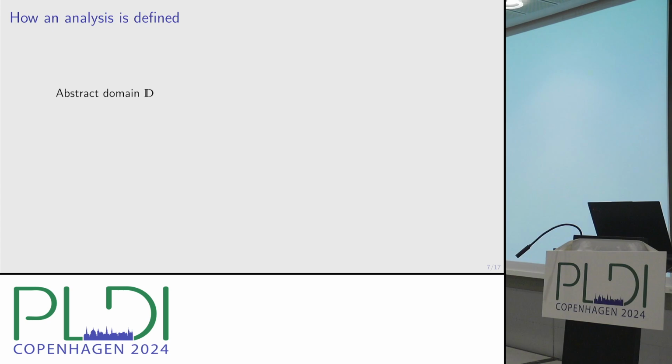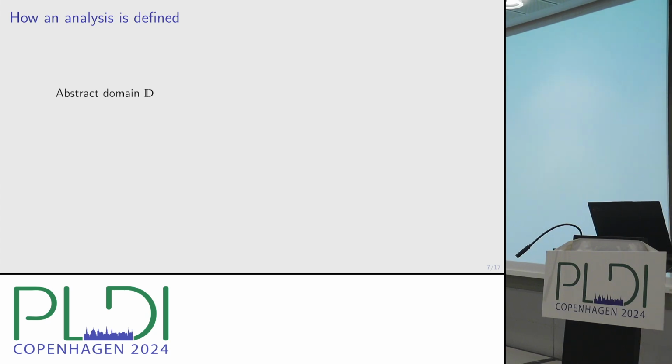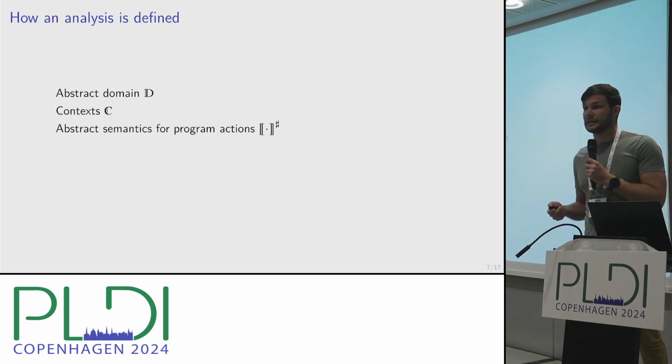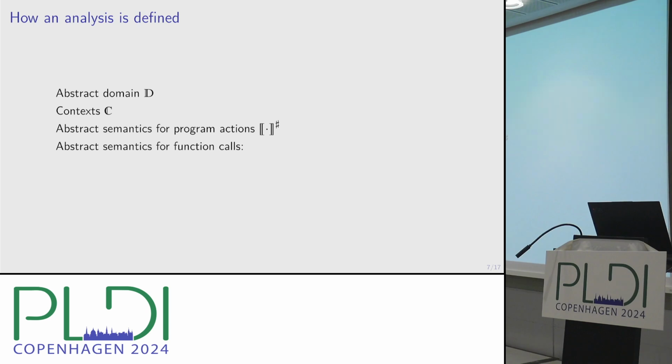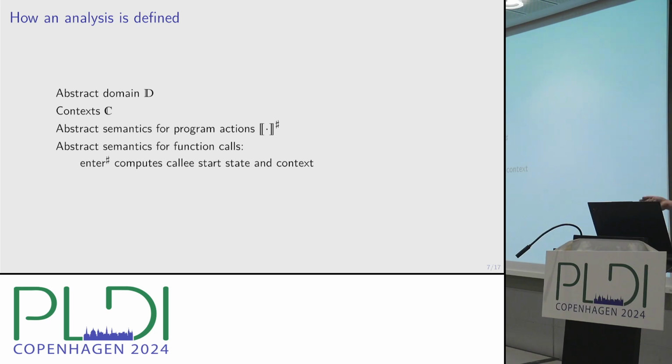To be able to understand how such a wrapper would work, let's have a quick look at how an analysis is defined. Clearly, for an abstract interpretation-based analysis, we need some abstract domain. For a context-sensitive analysis, we need some set of contexts, that is the set of contexts according to which we distinguish function calls, and some abstract semantics for program actions. And as we are interested in function calls, we demand that the way that the callee start state is computed, as well as the context, is clearly defined in the existing analysis.